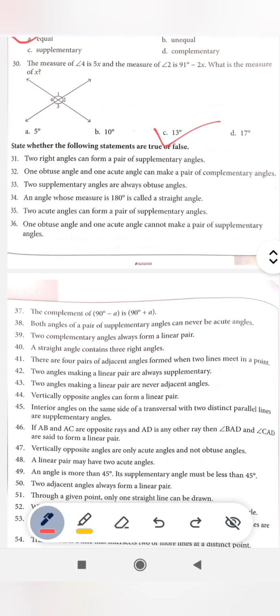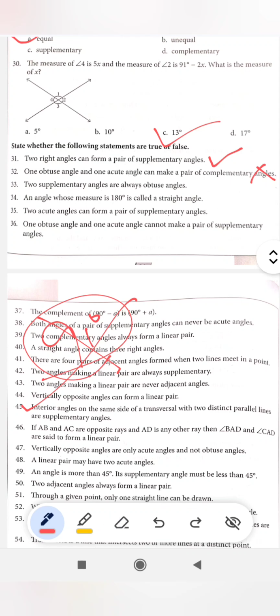Let's do that. Two right angles can form a pair of supplementary angles. Yes, if you add them, you will get 180 degrees. That is true. Okay, one obtuse angle and one acute angle can make a pair of complementary angles. In that case an obtuse angle is impossible, because if one angle is 91 degrees, then also it is not a complementary angle. Their sum should be 90 degrees, so this statement is false.